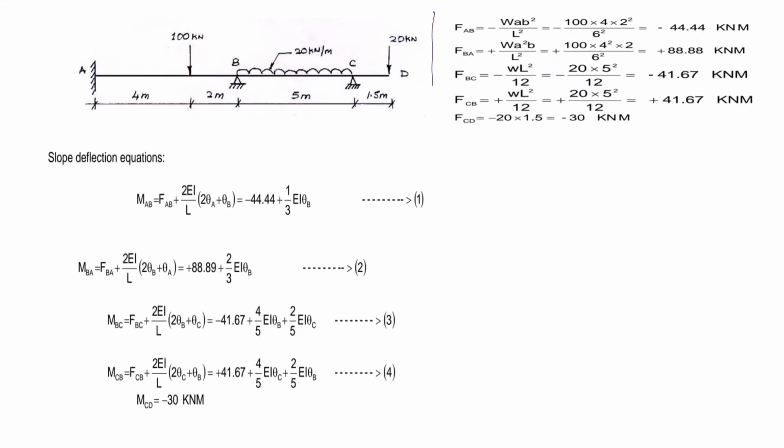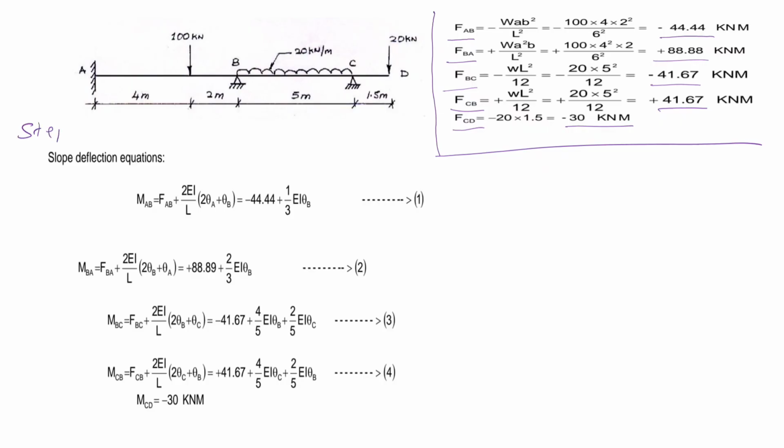Here I have written the same fixed end moments. FAB is equal to minus 44.44, FBA is equal to 88.88, FBC is minus 41.67, FCB is 41.67, FCD is minus 30 kilonewton meter. Okay, slope deflection method, second step.